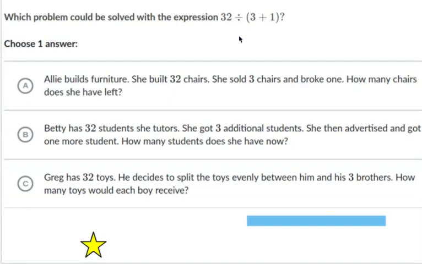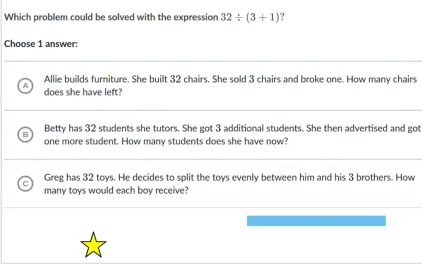All right, letter B. Betty has 32 students she tutors. She got 3 additional students. She then advertised and got 1 more. How many students does she have now? Again, I want you to think about, because we know that we're starting with 32 of something and it needs to be fair shared. Are there any students being fair shared in this problem?